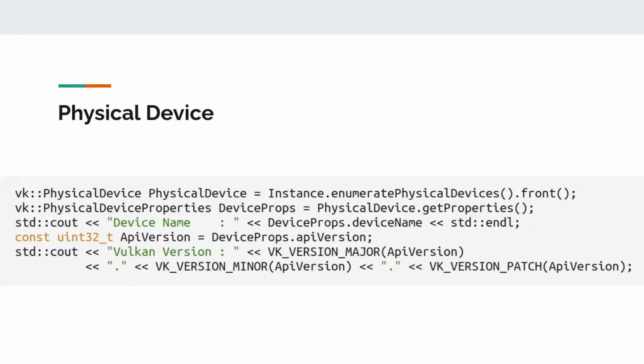Next, we need to determine the physical device we are going to use. Here we see the benefits of C++ bindings again. Using the enumerate physical devices method in instance, we can easily get the physical devices available in this system. In this minimal example, we will just use the first available physical device in the system. But a more rigorous approach would be to iterate through the available physical devices and determine the best one for your purposes depending on their properties.